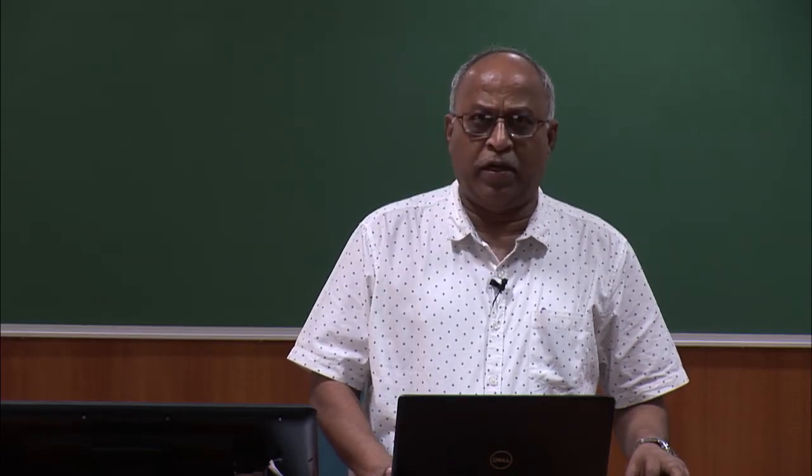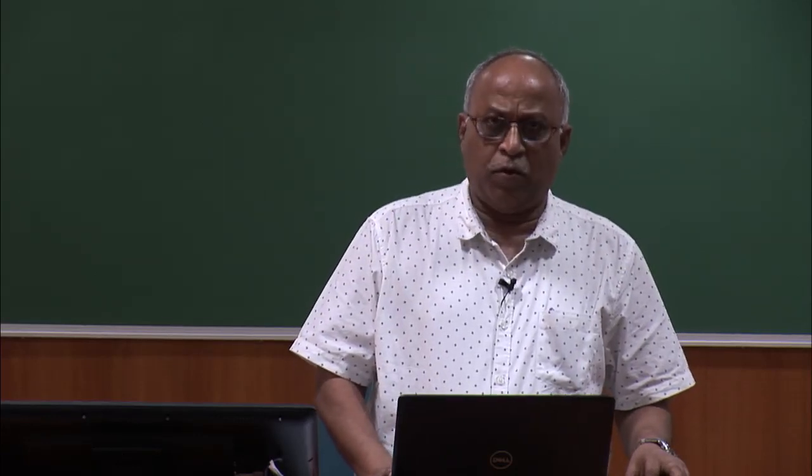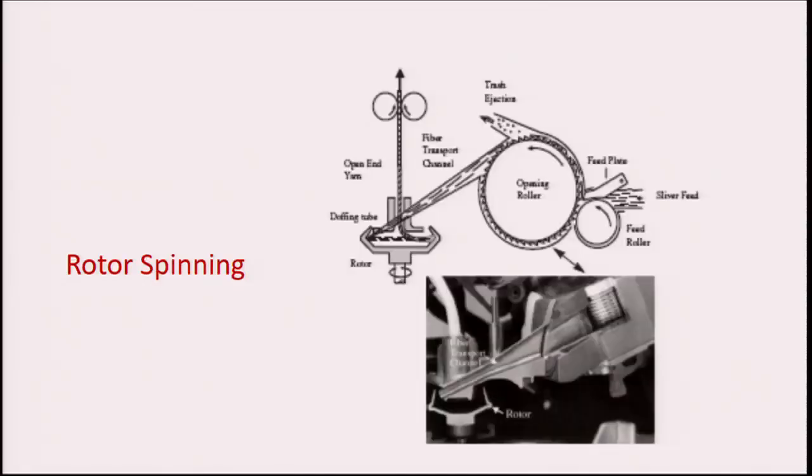Now, before going into the details, if you look at the rotor spinning, it is very simple. We feed the sliver, the feed roller feeds it to the opening roller, which opens the fibers. Some of the trash materials are going to be ejected, and the fibers are going to be taken by the fiber transport channel and delivered to the rotor. In the fiber transport channel, there is going to be some draft also, because the area of cross section of the transport channel gradually reduces. So, there is going to be draft.